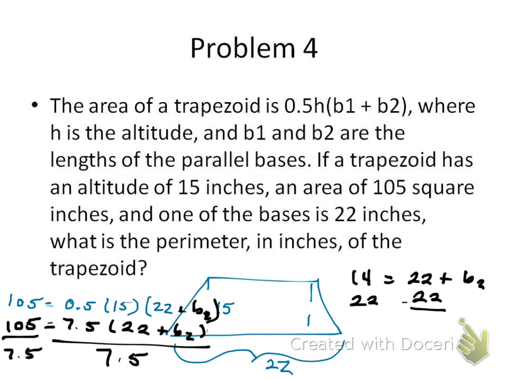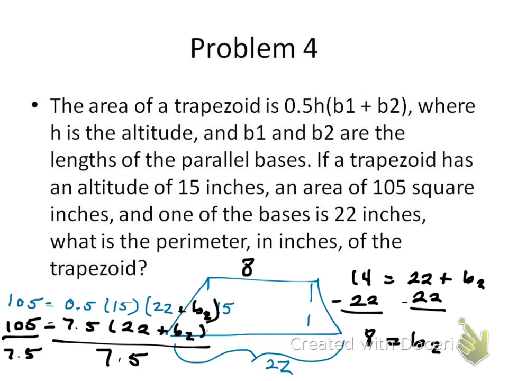Here's where we run into a problem. 14 minus 22, we get a negative number. We get negative 8. So I'm just going to keep it positive. I think I put a typo and it shouldn't have been 105 square inches for the area, but we're just going to work with it and say it's 8. So the second base up here is 8.